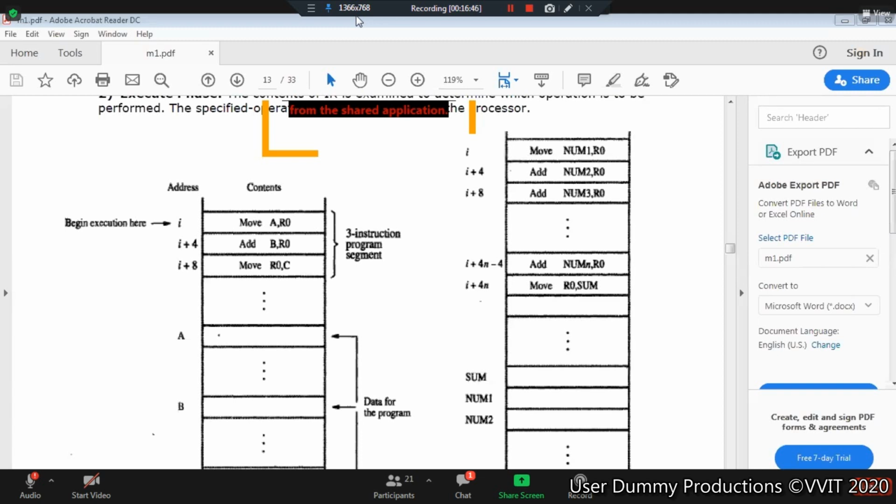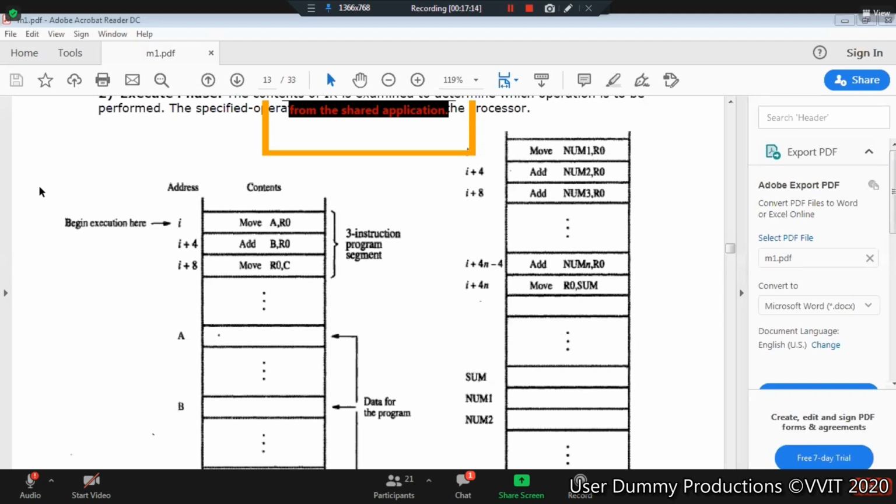Ma'am, first the execution begins at address I. In that it's Move A, comma R0. So what does that instruction do? It moves the content of memory location A to R0. Any content it can be. Content of memory location A, that is more important.